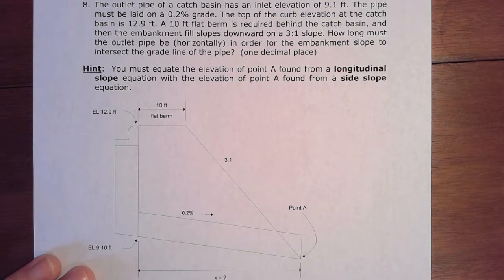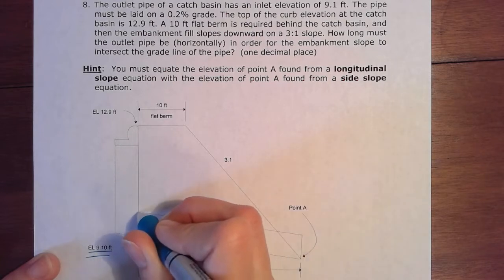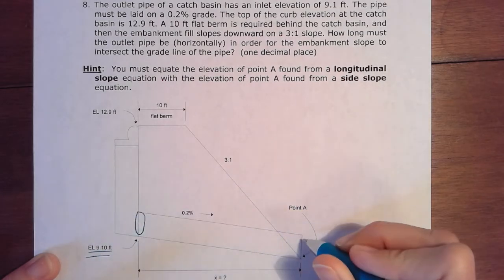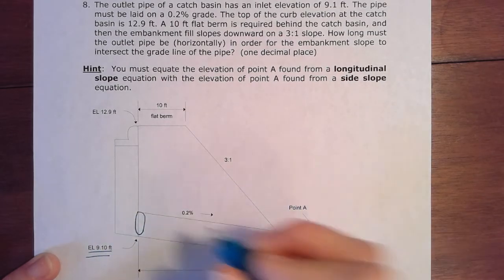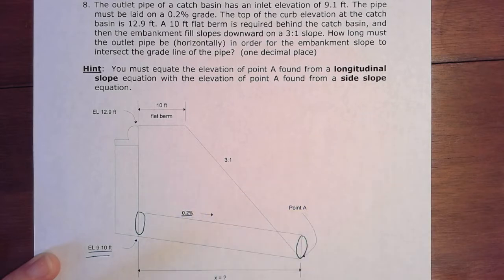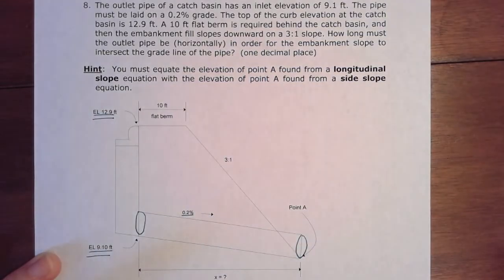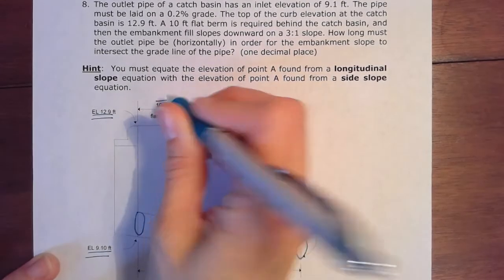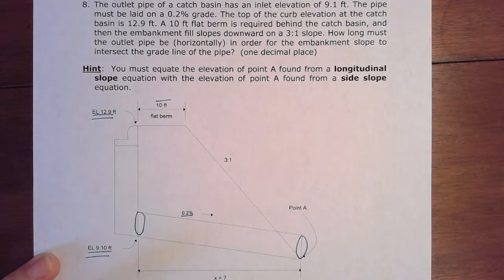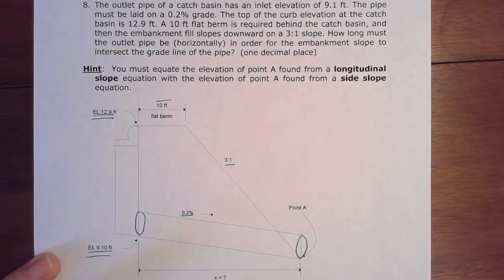So we're looking at an outlet pipe here of a catch basin that has an inlet elevation of 9.1 feet. So that's over here, elevation of 9.1 feet. The pipe must be laid out on a 0.2% grade. So this is our pipe, and it's got that 0.2% grade. The top of the curb elevation at the catch basin is 12.9 feet. So there's my top elevation, and a 10-foot flat berm. Here's my 10-foot flat berm is required behind the catch basin. And then the embankment fill slopes downward on a 3-to-1 slope. So there's my 3-to-1 slope.